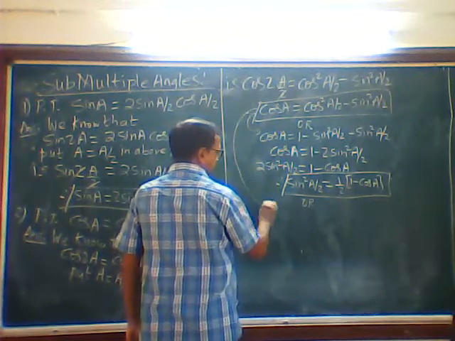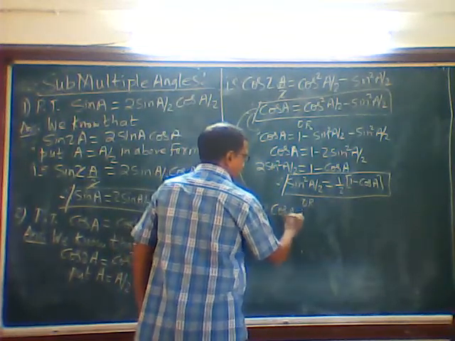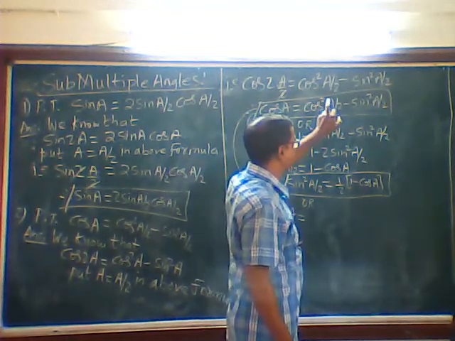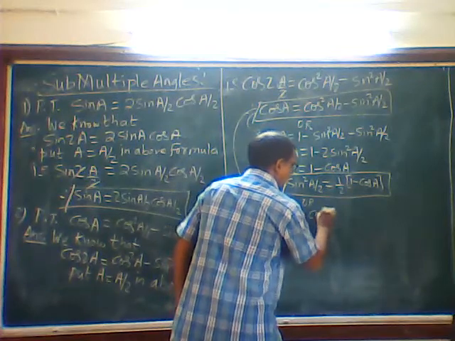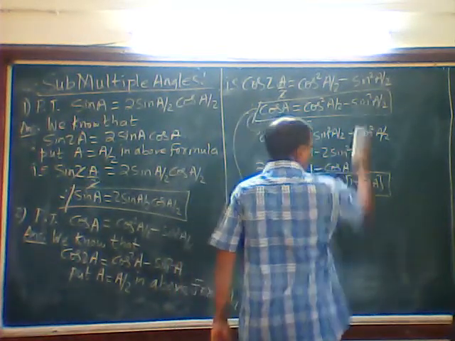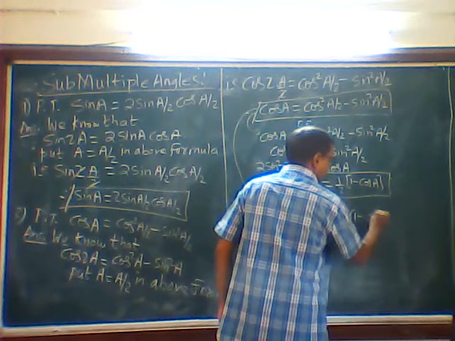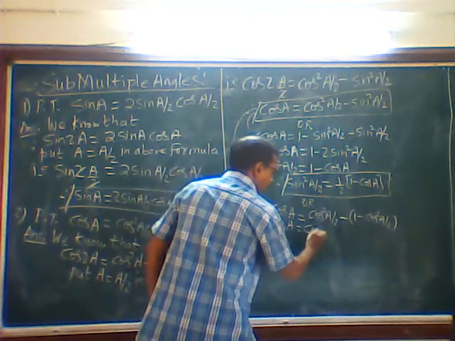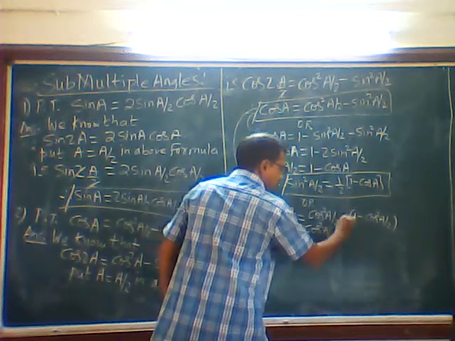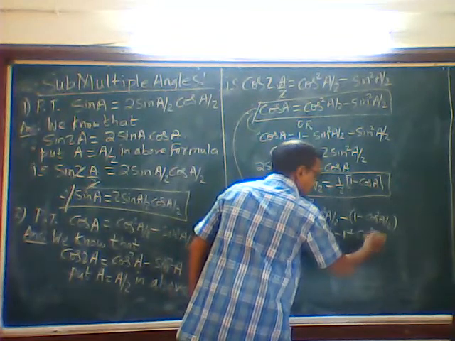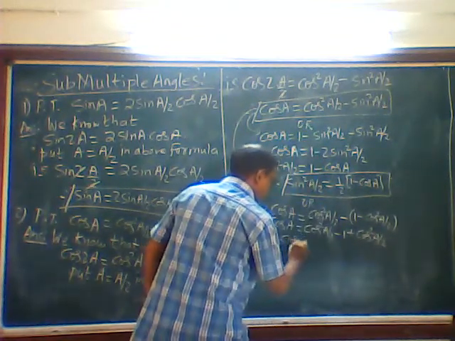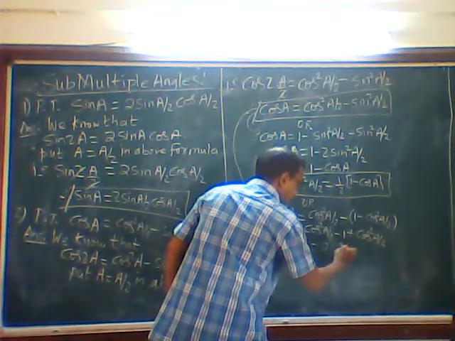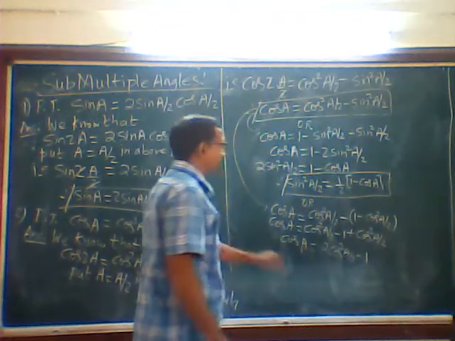Now next I show you cos A. This I had written in terms of sin. Now I will write it in terms of cos square. This cos square A by 2 I will keep as it is, and minus this sin square A by 2 will be 1 minus cos square A by 2. So what happens here? Cos A is equal to cos square A by 2 minus 1 minus minus plus. So finally cos A is equal to 2 times cos square A by 2 minus 1. This is one formula.